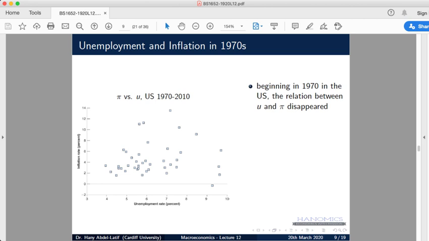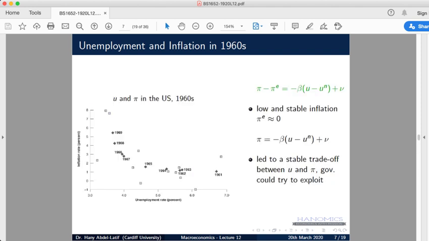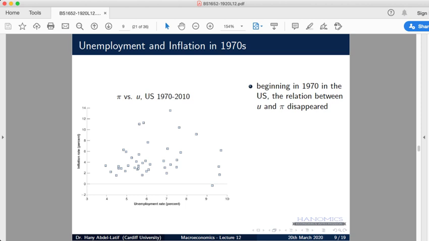Beginning in the 1970s, you see that in the U.S., the relationship between the unemployment rate and the inflation rate kind of disappeared. It's kind of a scatter plot, so you can't really get that nicely inverse relationship as you could see here. You can see a very smooth and obvious negative relationship between both variables. Once you move to after the 1970s, you see that this relationship vanishes.